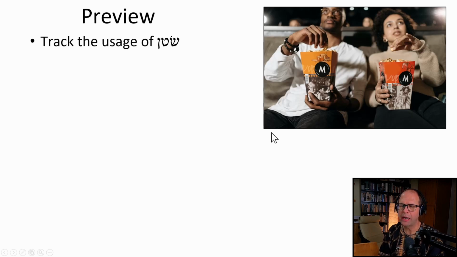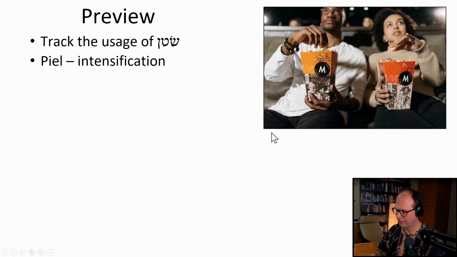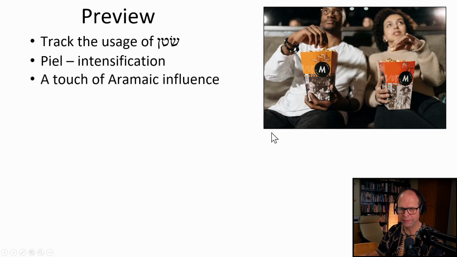First, I'm going to track, fairly early on here after the first verse, the usage of Satan. It won't be exhaustive. We're not going to do everything, but hopefully enough to get a sense of how that term has developed and what it can mean, different nuances in different places in the Bible. We're going to encounter a Piel. There's a verse where the Piel is an intensification of the Qal. Piel doesn't always do that, but sometimes it does, and we have a nice example in our passage today.